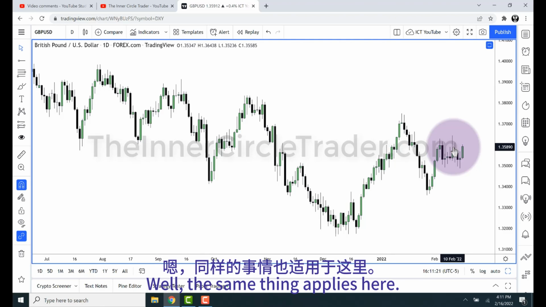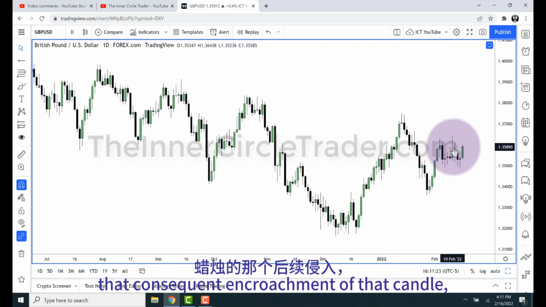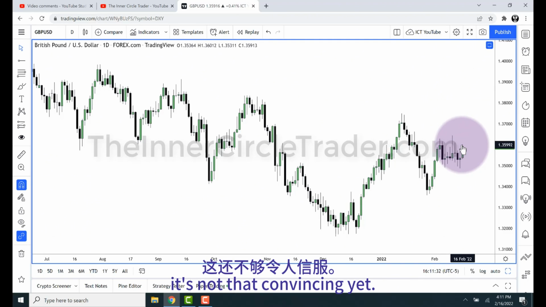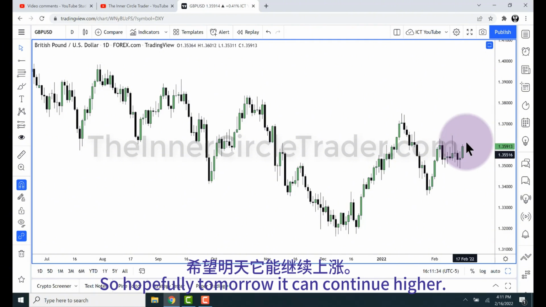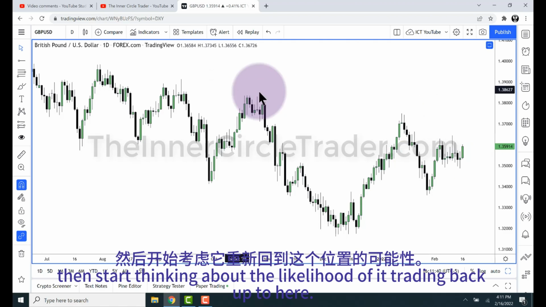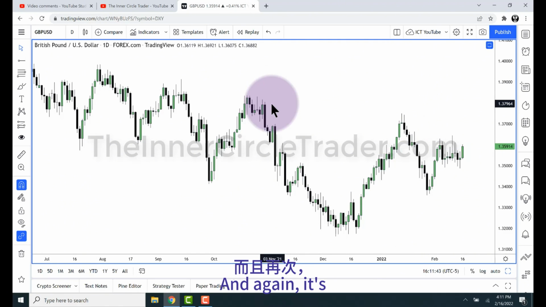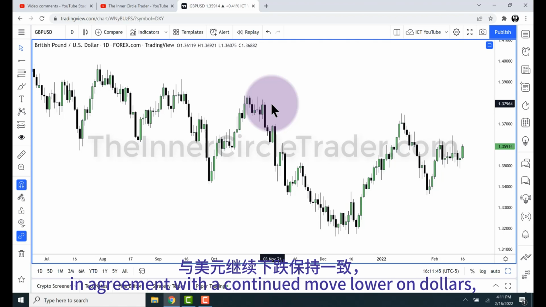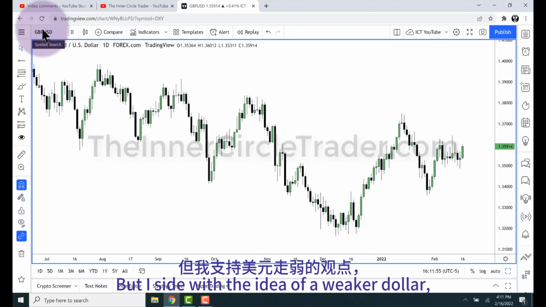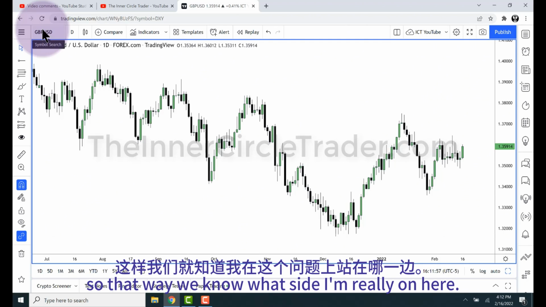Well, the same thing applies here. If we're bullish, that consequent encroachment of that candle, the midpoint of that candle, it needs to break away. But if it's keeping price at bay, it's not that convincing yet. So hopefully tomorrow it can continue higher, and if it does, we'll turn our attention to this high, and then start thinking about the likelihood of it trading back up to here. And again, it's in agreement with a continued move lower on dollar, should it be in fact what we get. But I side with the idea of a weaker dollar, so that way we know what side I'm really on here.